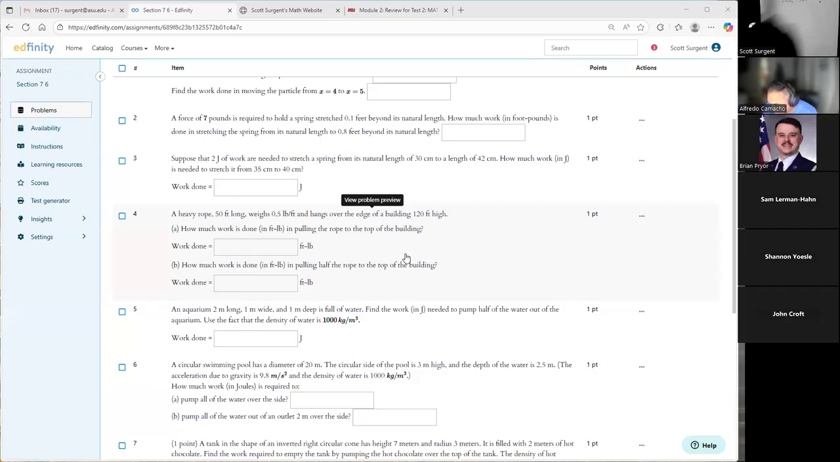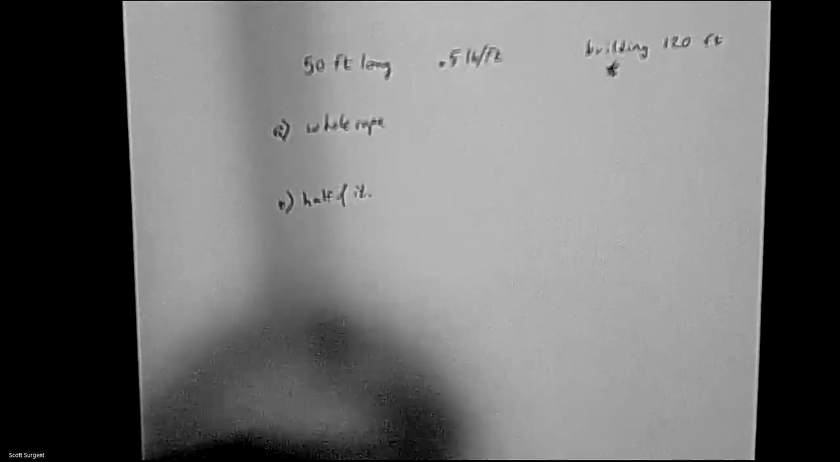So, all right. How much work is done in foot-pounds to pull the rope to the top of the building? And then how much work is done in foot-pounds to pull half the rope to the top of the building? Okay. So let me write that down. So A is we're pulling the whole rope up. And B, we're pulling just half of it. Hold on a second here. Ironically enough, the actual integral for these things aren't that bad.